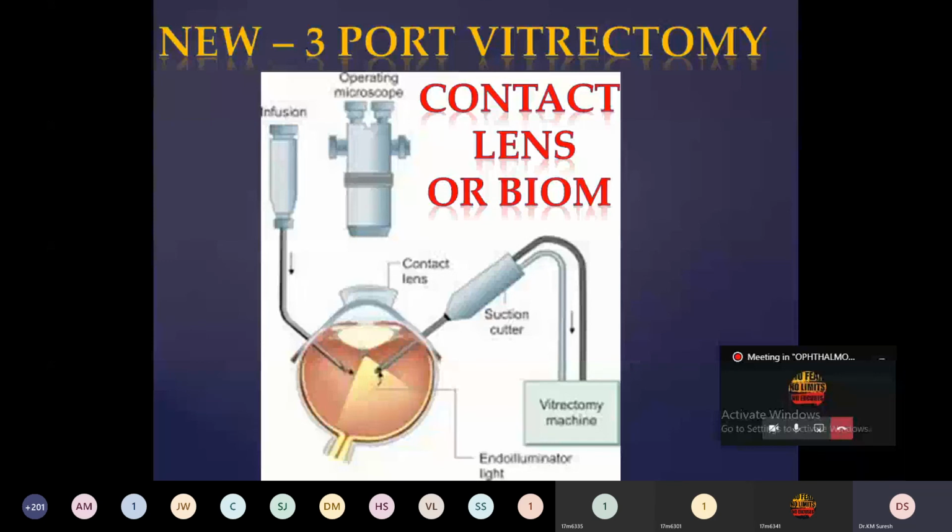I think with this, I will conclude. It's a very important chapter, diabetic retinopathy. Many times it can come as a main question, and various aspects of diabetic retinopathy can be asked as short notes and viva voce questions. So I request you to kindly go through all the aspects of diabetic retinopathy and remember almost all of them. Thank you.